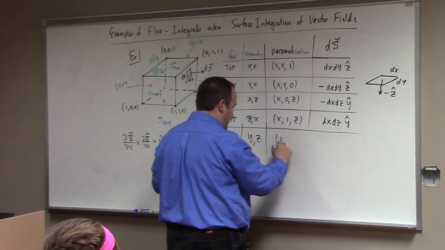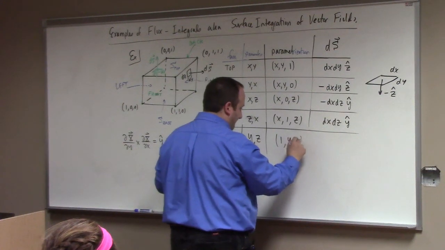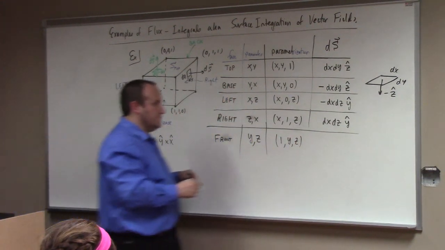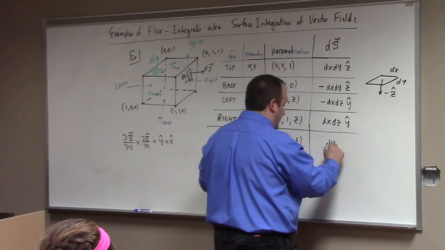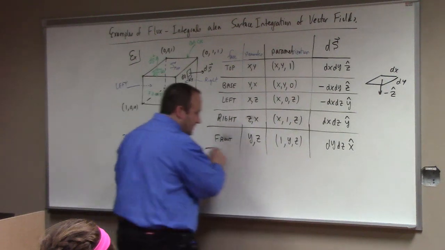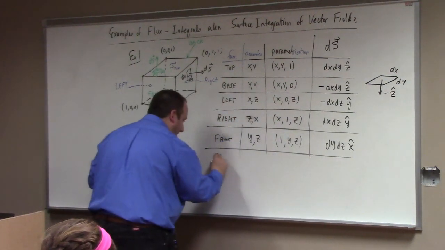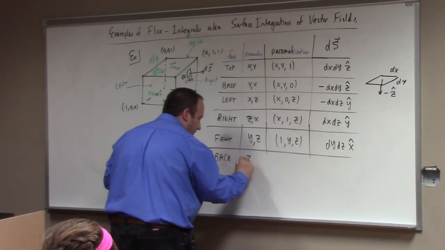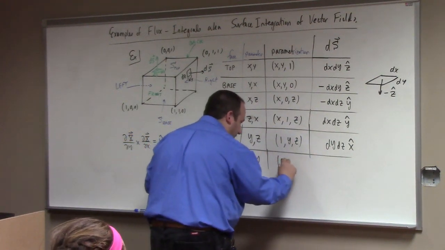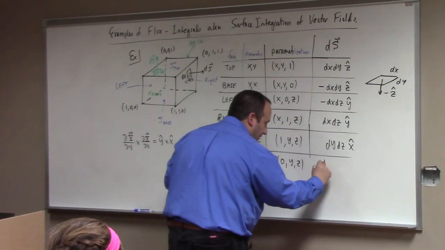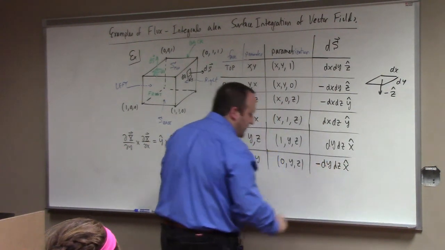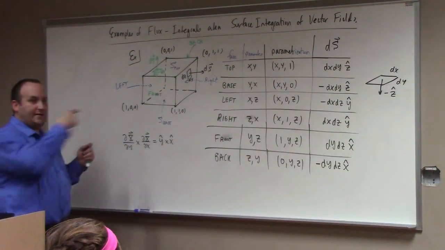So we've got 1, y, z. That's the formula for the parameterization. We've got ourselves a dy, a dz, an x hat. There you go. That's my ds vector. And then finally, the back. Again, this time we'll use z, y because we want it to point the opposite direction. We've got 0, y, z. We've got a dy, dz, x hat, but there's a minus, because again, it's got to be pointing out the back.